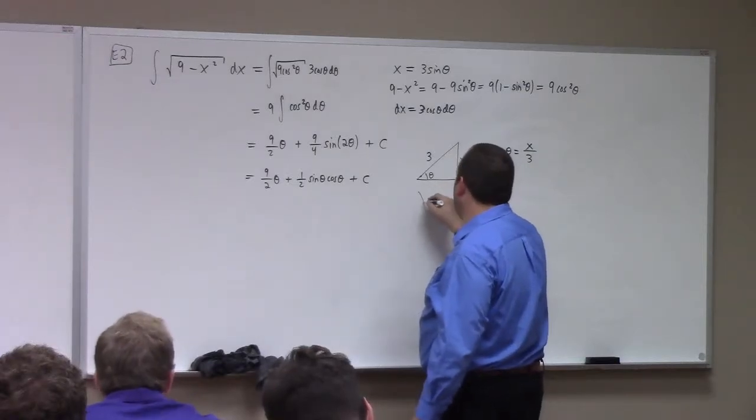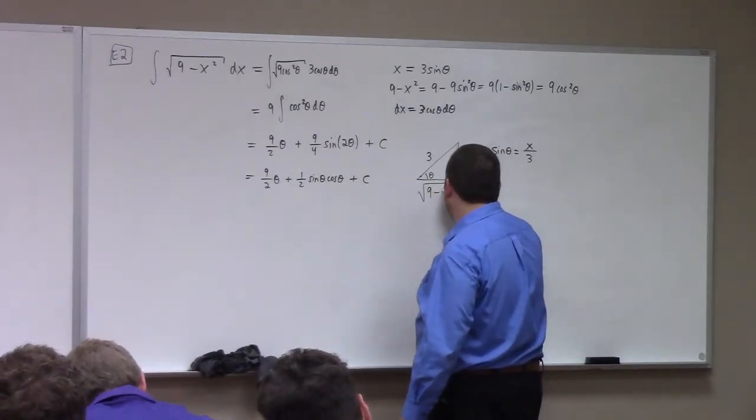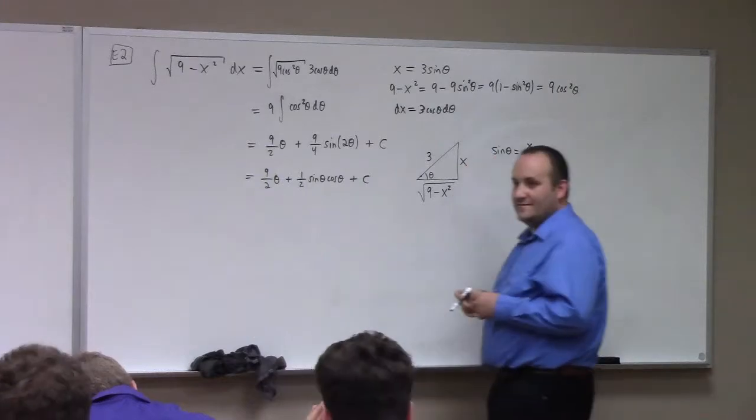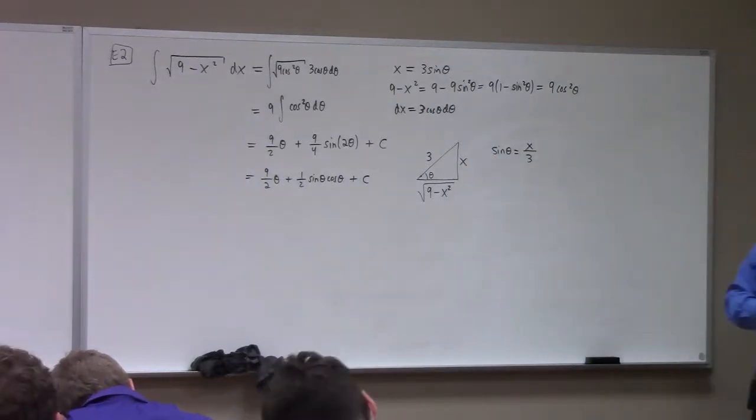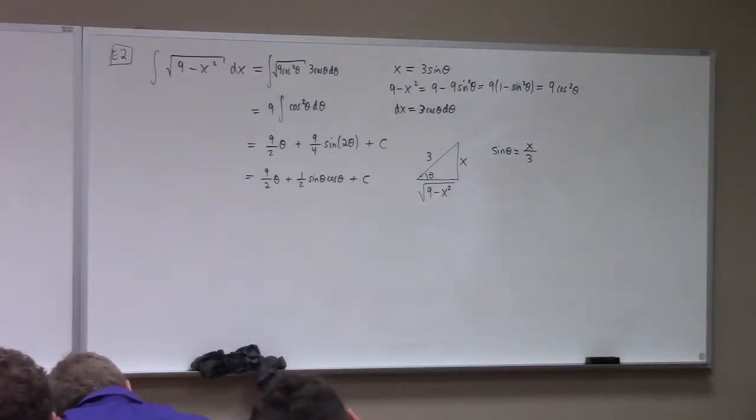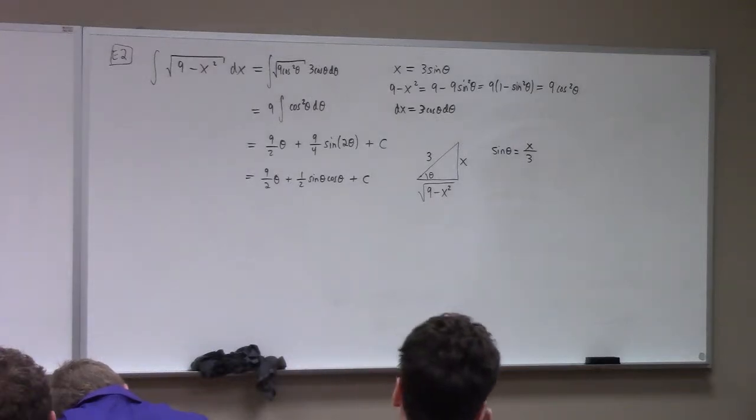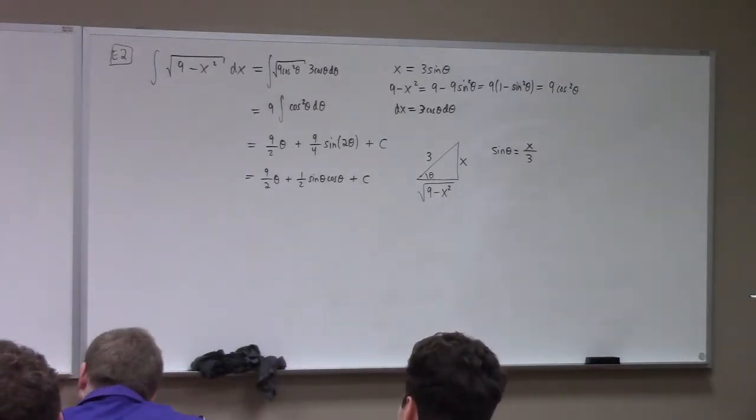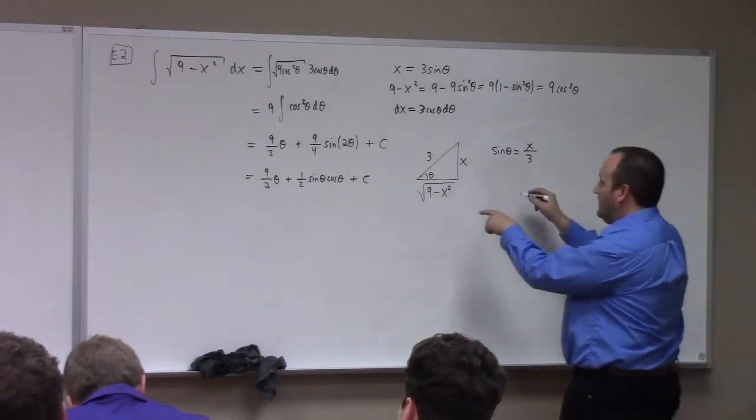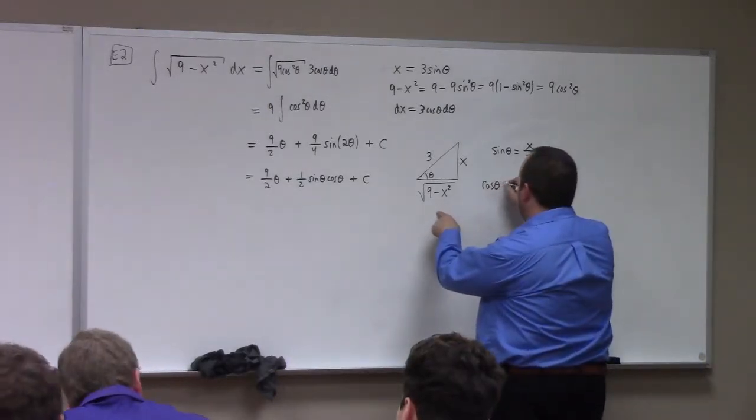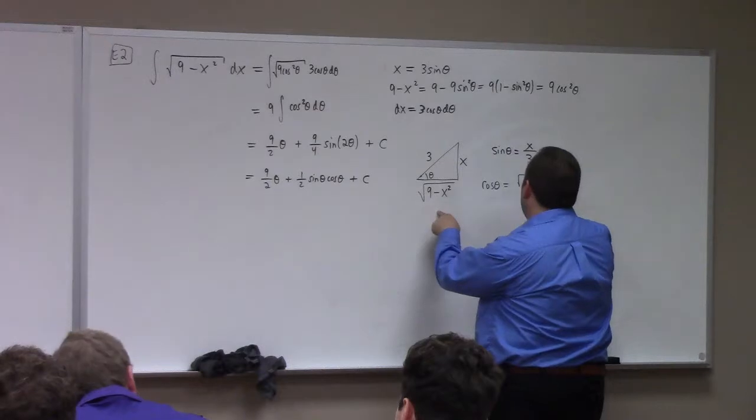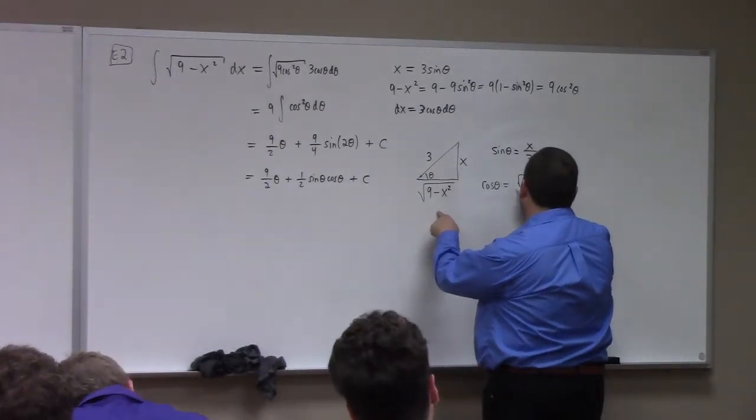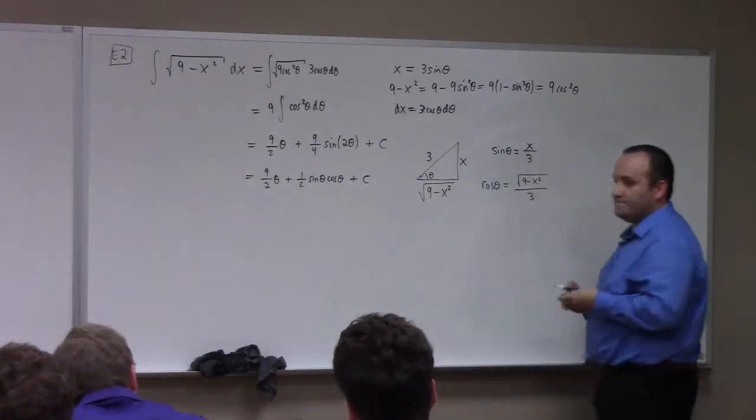I take your answer and add a square root to it. But yes. Right? Not an accident. That's what we were trying to fix to start with, right? I mean, but now you can see what cosine theta should be. Cosine theta should be square root of 9 minus x squared divided by 3.